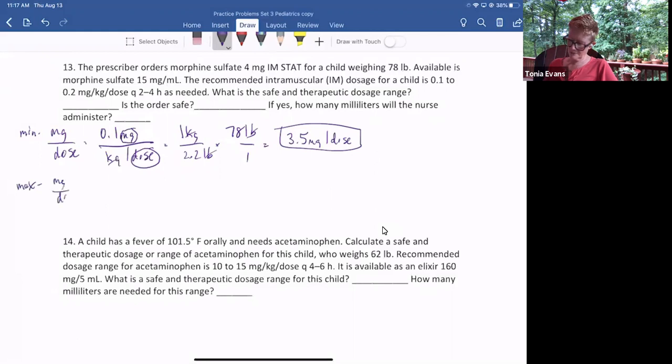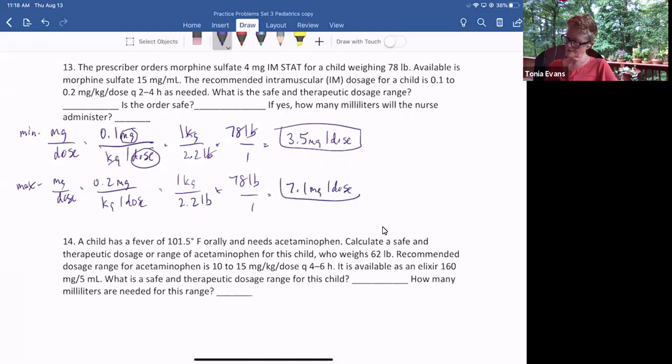Max milligrams per dose is 0.2. I know, again, I could do this in my head, but I'm not going to. Don't you be tempted to do it either. Okay, 0.2 times 78 divided by 2.2 equals 7.1 milligrams per dose. All right, so there's our therapeutic range. We have an order for 4 milligrams, so we fall within range. So yes, the order is safe.